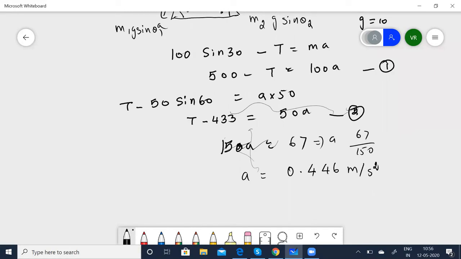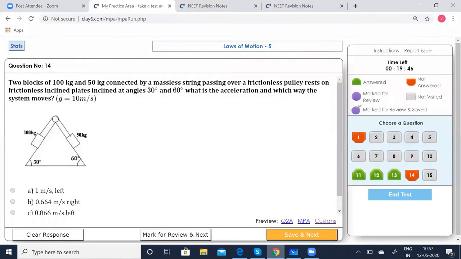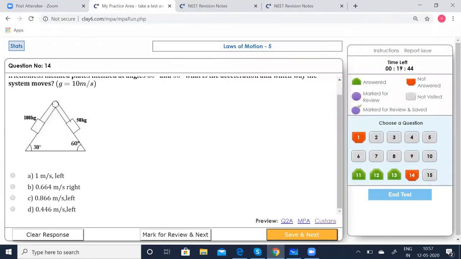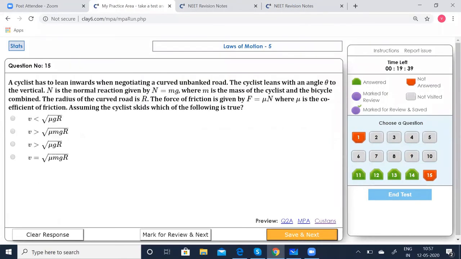Okay. So let's see which option is correct. Option 0.446 left. Okay. Click on it. Now coming to the last question.